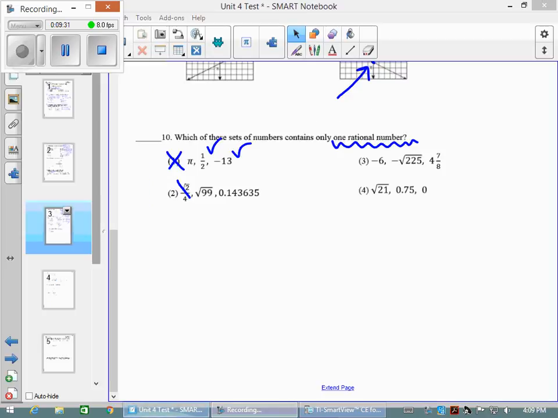And the other number here, so now we have 2 irrational. So as long as this is rational, this would be my answer. And I see a decimal here that does indeed terminate. Terminating decimals are rational numbers.